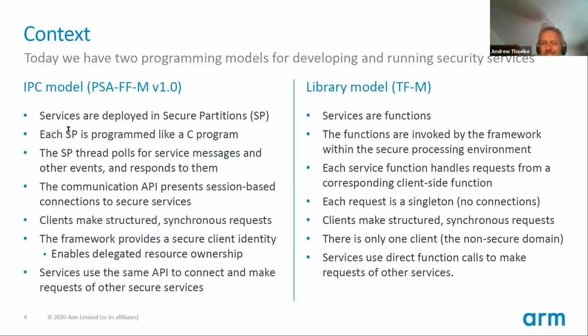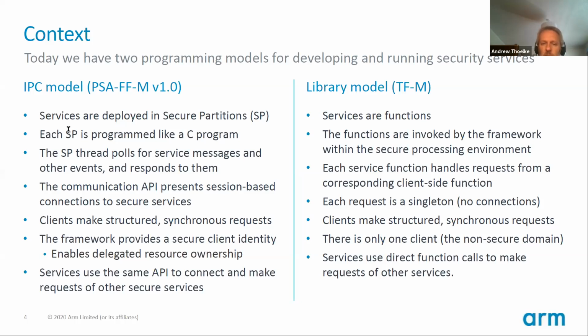Each request is a singleton. So there's no concept of a connection. The request is made, it does the processing, it comes back. So if you want something that looks like a connection, it's a construct you build at the application level or outside of the actual library model API. The requests are structured and synchronous now, so it uses IO vectors to be able to validate parameters on the way in and out.